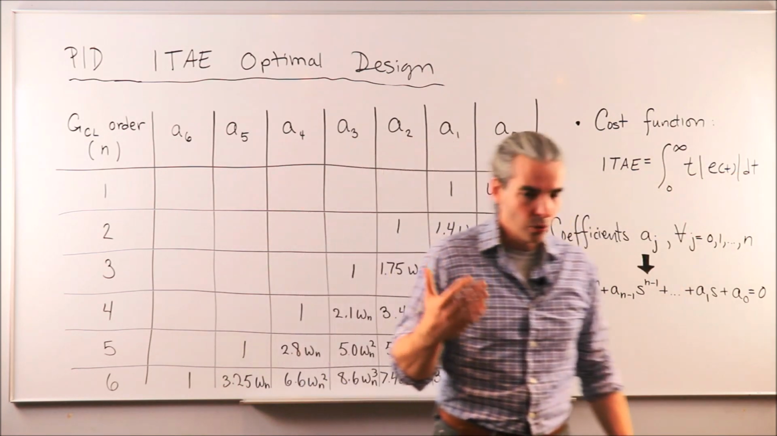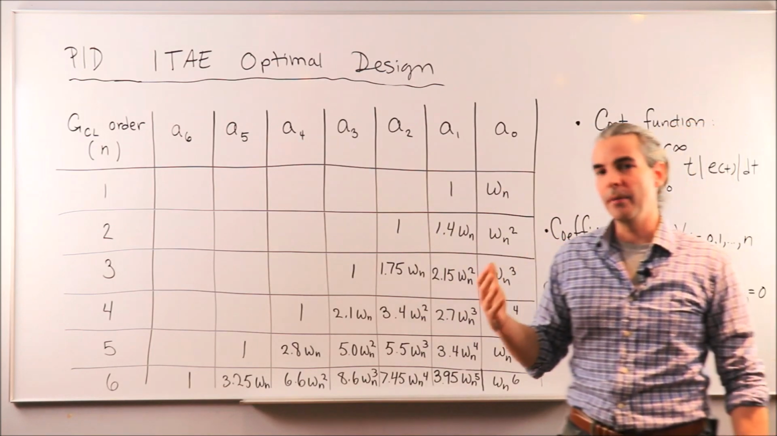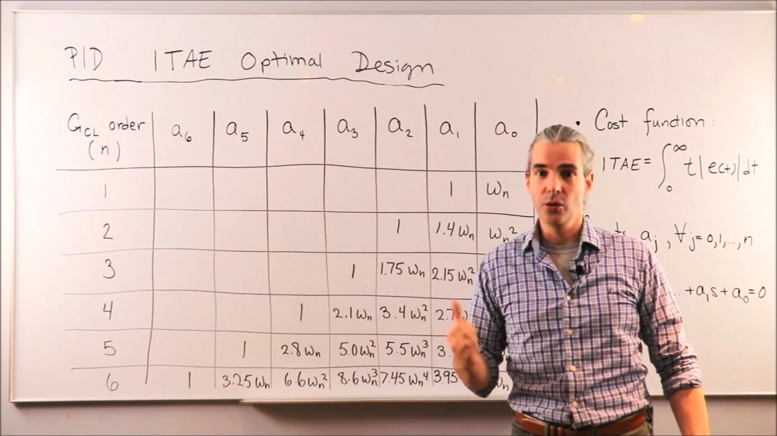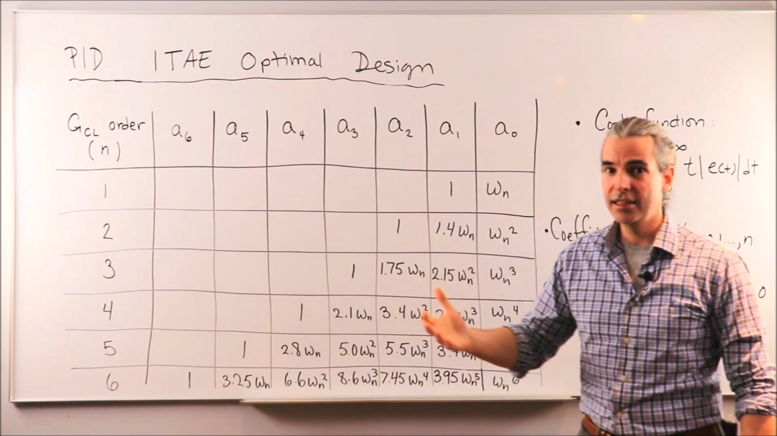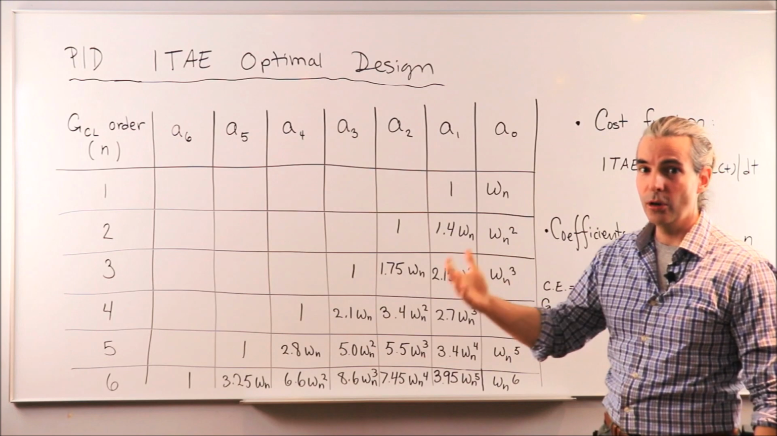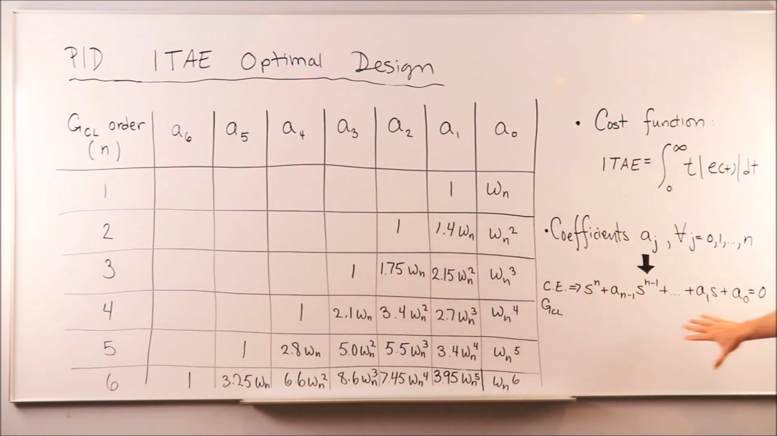So the way it's going to work in terms of applying this design methodology is that we'll first have to come up with the characteristic equation of the closed loop transfer function, then organize the coefficients of the polynomial, which is our characteristic equation, in this fashion here, okay?